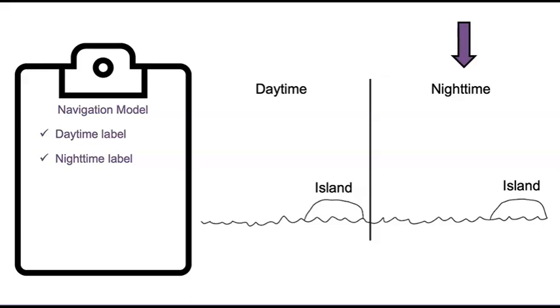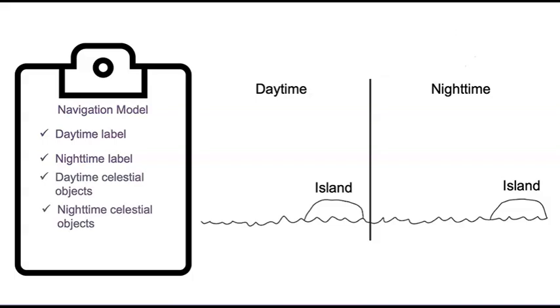To answer this, pretend you're a navigator looking up at the sky. What would you see in the sky during the day? What would you see in the sky at night? What else should we include? One of your tasks at the end of this lesson will be to draw your own navigation model. What objects and patterns will you include in your model?